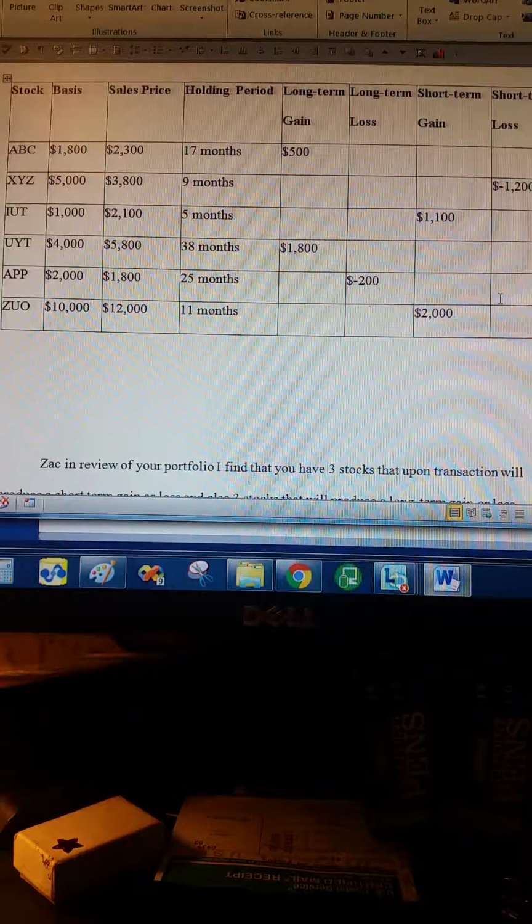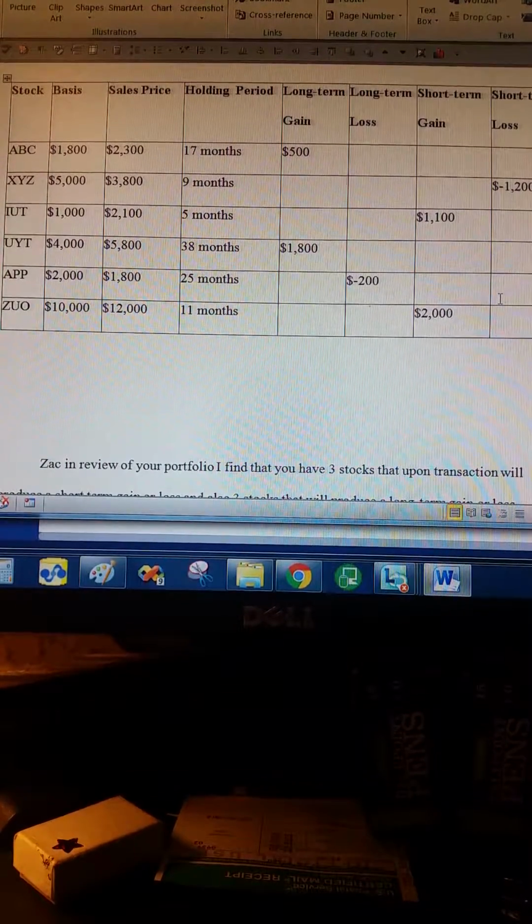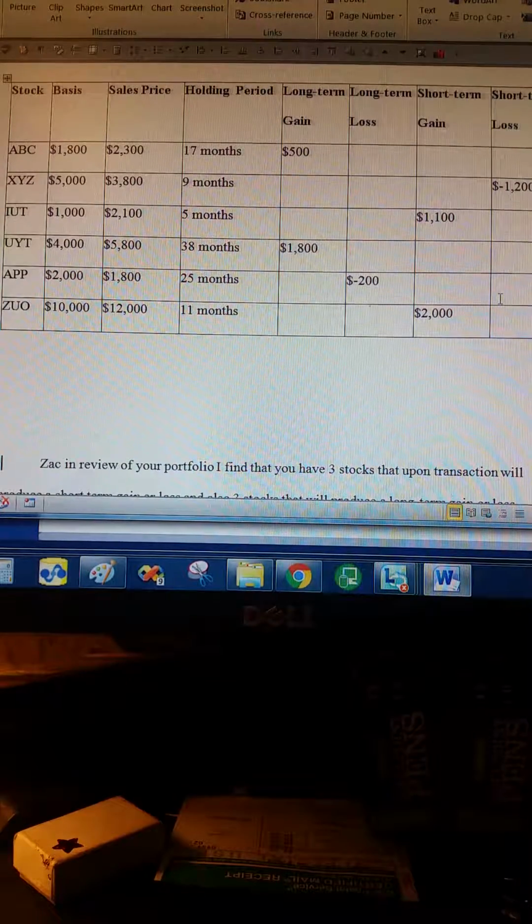In review, I found that you have 3 stocks that upon transaction will produce a short-term gain or loss, and also 3 stocks that will produce a long-term gain or loss. Capital gains and losses are classified as long-term or short-term, depending on how long you hold the asset before you sell it. If you hold it for more than 1 year, your capital gain or loss is long-term. If you hold it 1 year or less, your capital gain or loss is short-term.